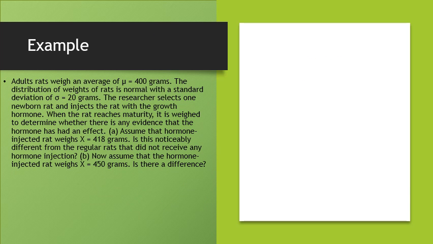So let's look at this example. Adult rats weigh an average of 400 grams. The distribution of weights of rats is normal with a standard deviation of 20 grams. The researcher selects one newborn rat and injects the rat with a growth hormone. When the rat reaches maturity, it is weighed to determine whether there is any evidence that the hormone has had an effect. Assume that the hormone-injected rat weighs 418 grams. Is this noticeably different from the regular rats that did not receive any hormone injection? Part B, now let's assume that the hormone-injected rat weighs 450 grams. Is there a difference now?